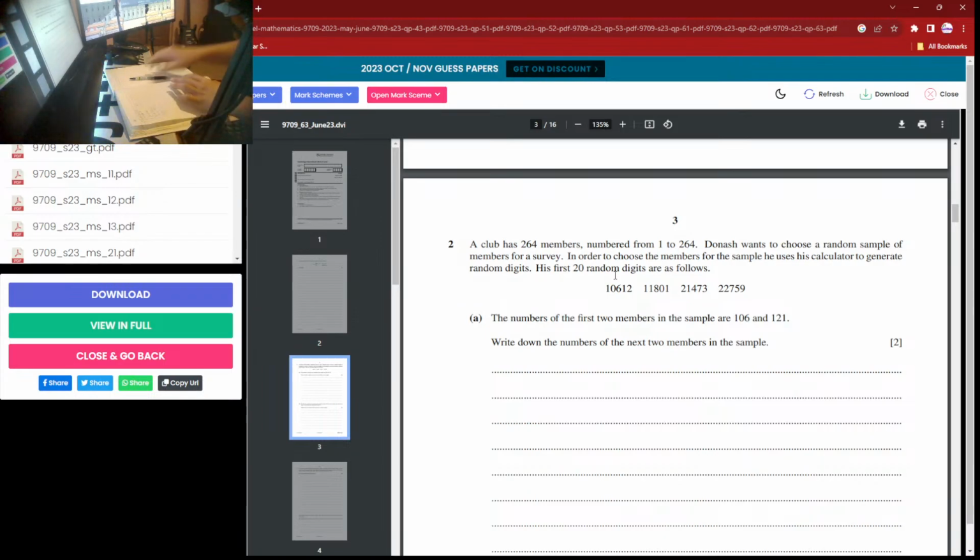I hope this comes out in the exam because there's no way you can get this wrong. We have 106, 121, and your next number will be 180. So since you see you have 106, 121, and then you have 108. These are the first numbers of the first 2 members.